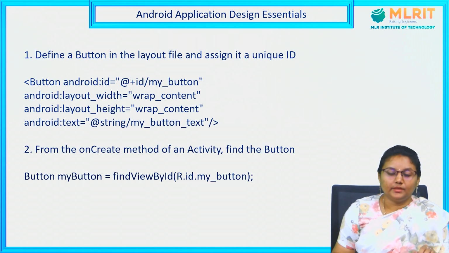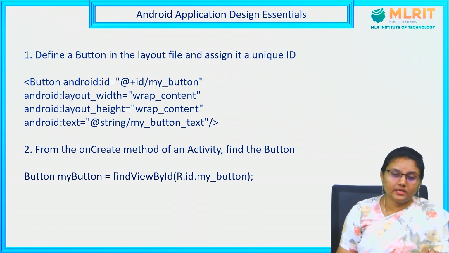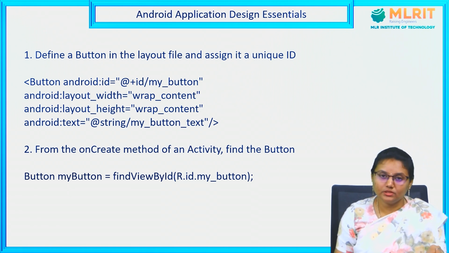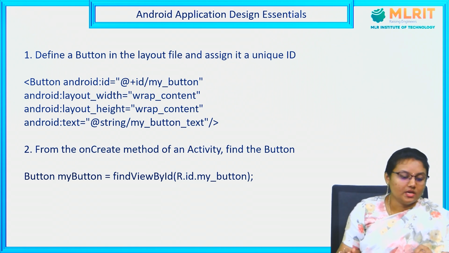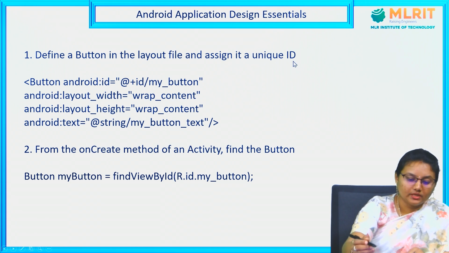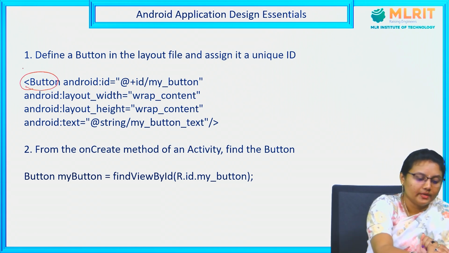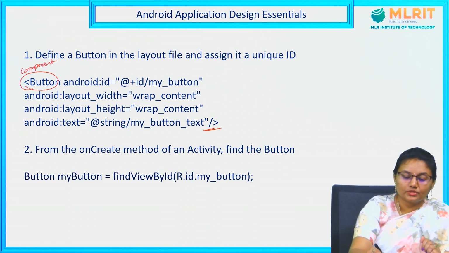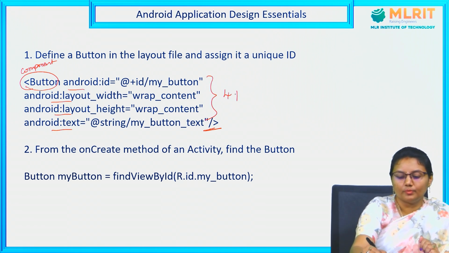How to define a button? Button is also a part of your view group. How to view a button? Either you can use the layout editor, that means you can drag and drop, or you can code it using the button component. Define a button in the layout file using a unique ID. So we have to give the unique ID. Here Button is a component, and then this button is closed here. And these four are the properties. There are four properties.